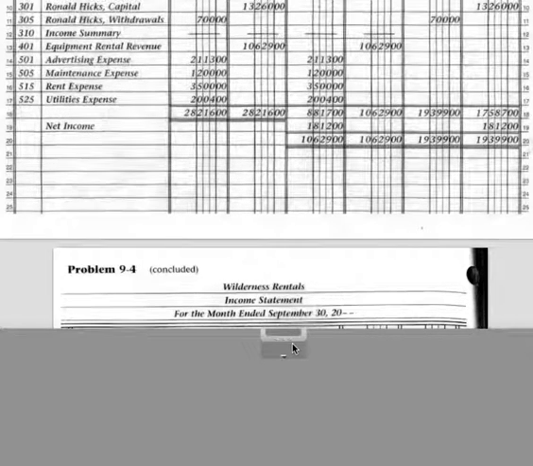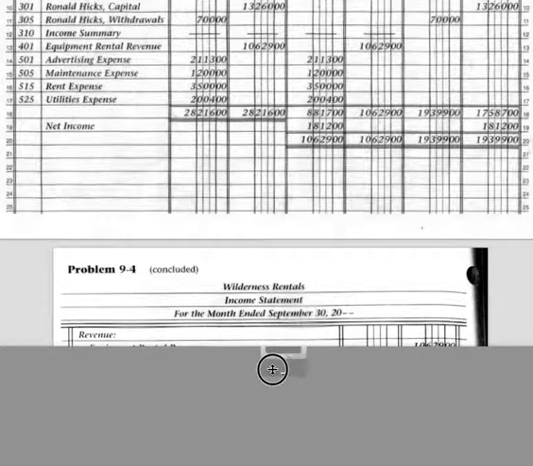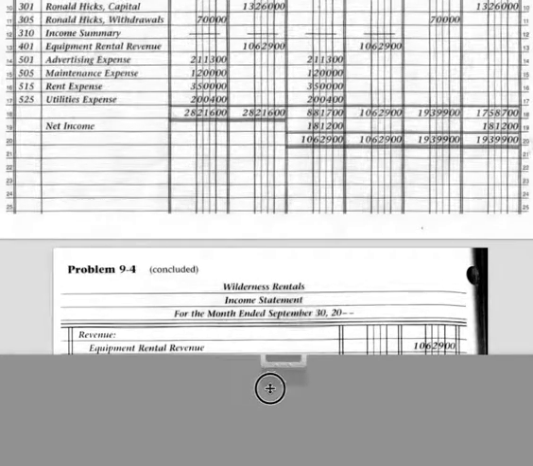The first part of the income statement is where we list all the revenue accounts. So on the first line, you're going to write revenue and left align it. So it's going to be revenue and then colon. And then on the following lines, you're going to list all the revenue accounts. For problem 9.4, we only have one revenue account, equipment rental revenue. So you're going to indent that and write equipment rental revenue on the second line.